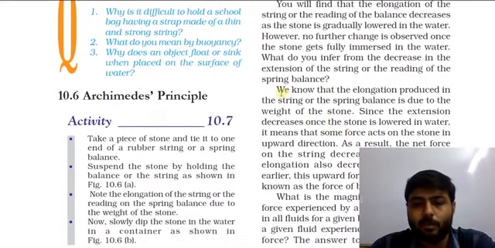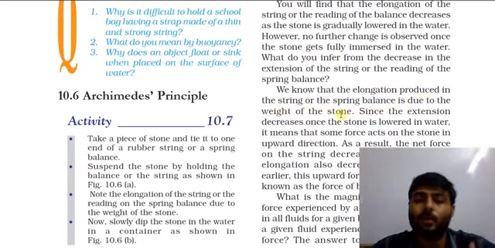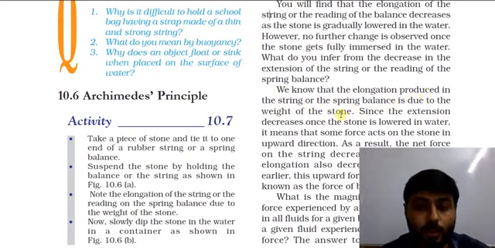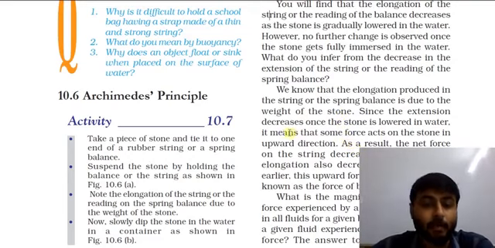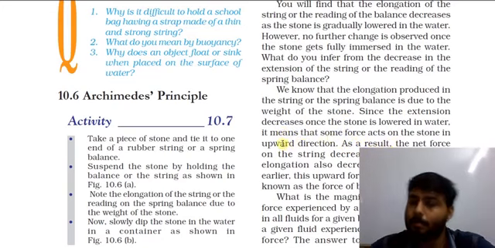So here we know that the elongation produced in the string or the spring balance is due to the weight of the stone. This elongation is due to the weight of the stone. Since the extension decreases once the stone is lowered in water, as a result, it means that there is some force on the stone in the upward direction.